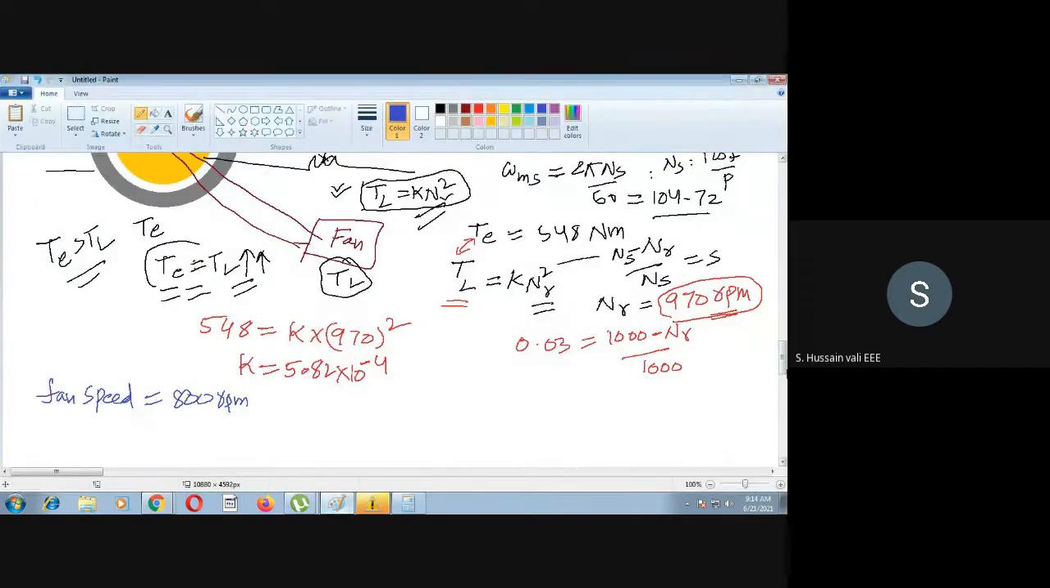So see now, we will jump to the actual question. The actual question is that at this fan speed, he is asking what is the value of R you will insert. So first we will find out what the slip is at this fan speed. That is ns minus nr, so 1000 minus this fan speed, which is nr. So 800 divided by 1000. What you will get here? 0.2. So we find out the slip.